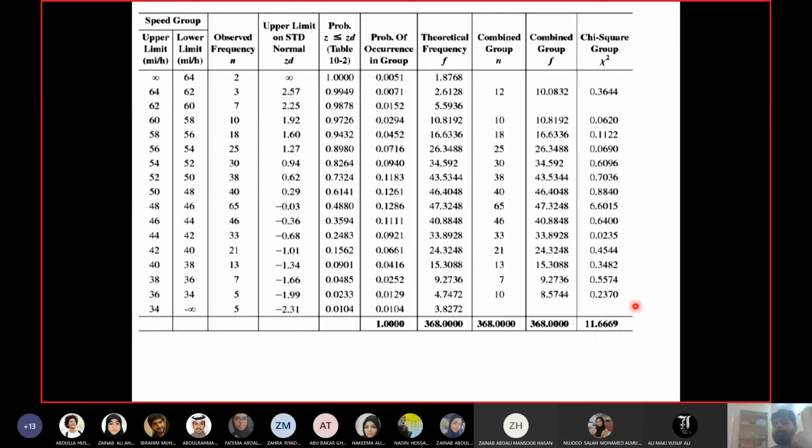Now, like we have a z table, we have a chi-square table as well. So I must find out the probability of chi-square for this data set. How much is the probability of chi-square to have this value? This is basically what I mean.